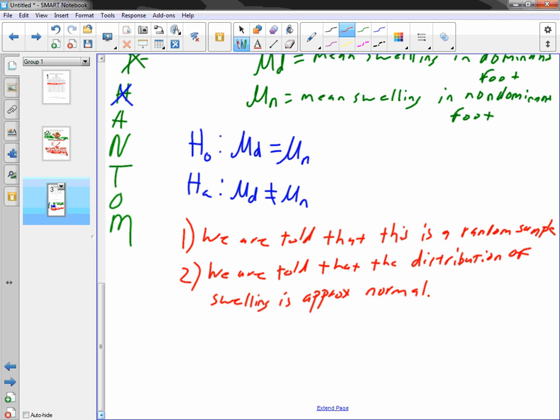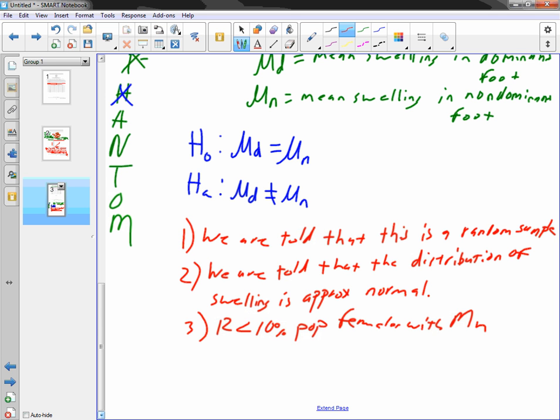You could have gone on to make a comment how it's safe to assume that 12 is less than 10% of the total population of females with Morton's neuroma. Okay, so you could have said something about that as well, but the two conditions that they were really looking for is the fact that this was a simple random sample, and then also that this right here was, excuse me, a normal distribution.